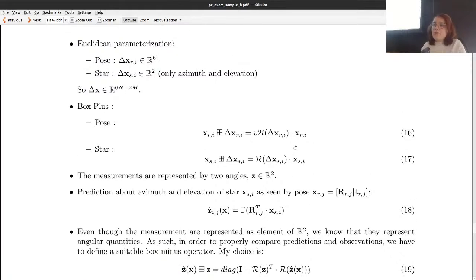But so far it is sufficient that you understand that the vector 2 transform is a suitable operator for the SO3 element, just as a rotation matrix from an azimuth and elevation angle is a suitable solution for elements of the unit sphere manifold. Okay. Do you have any questions so far? No. Okay.